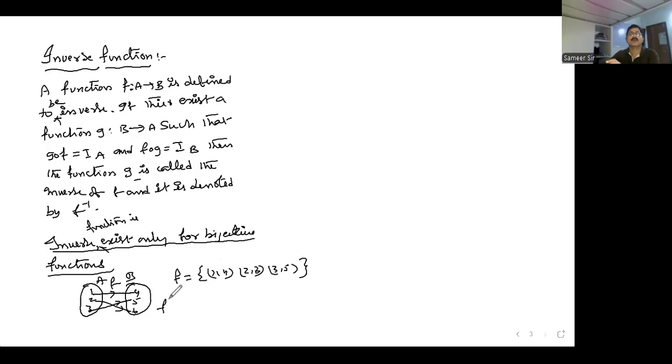Then what is f inverse? What is that? G. 4, 1. You can write simply 3, 2, and 2 to 6 it is. So 6, 2 I have to write, and 5, 3 I have to write. This is the inverse now. Okay, this is the inverse.